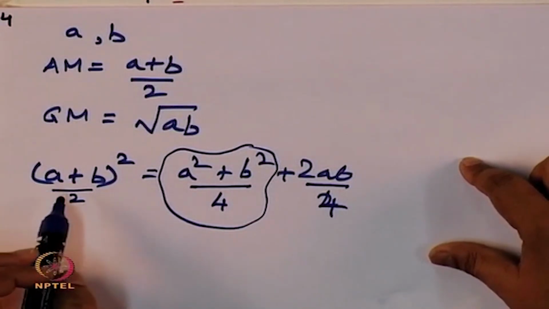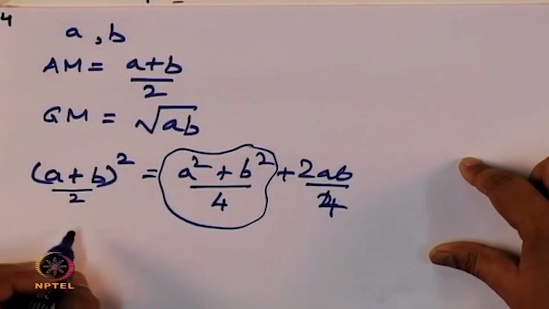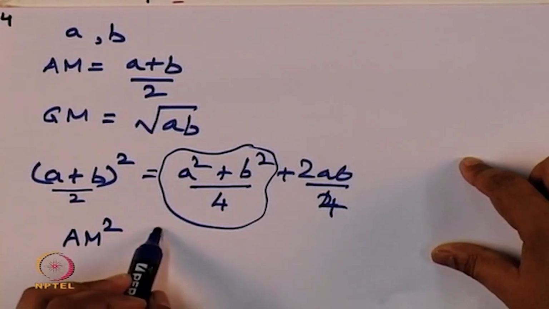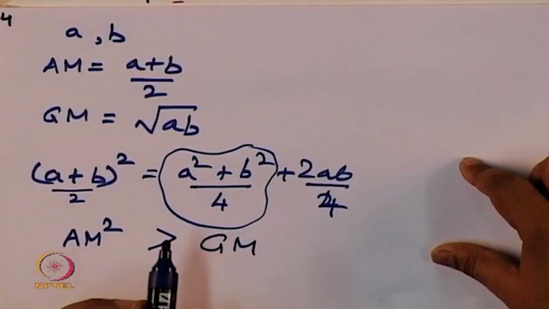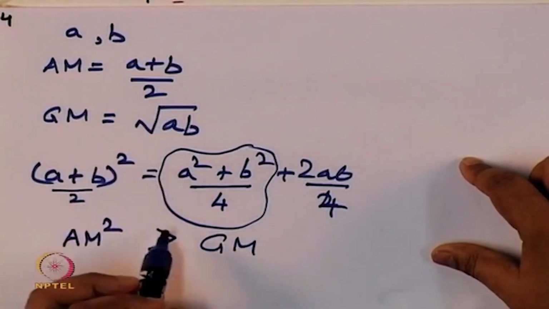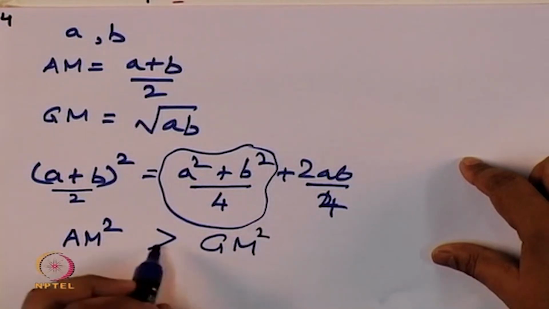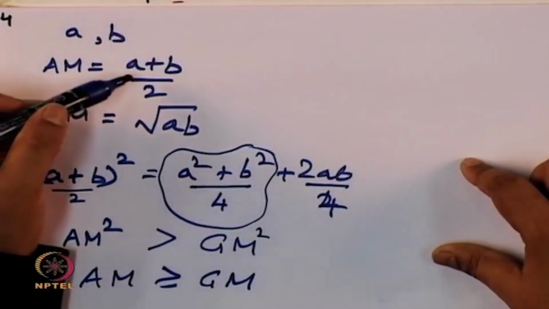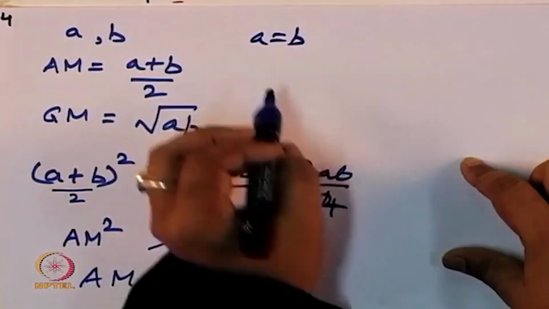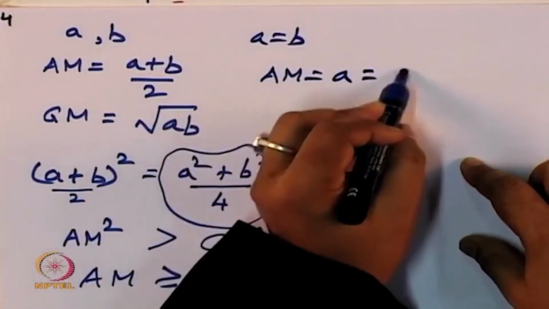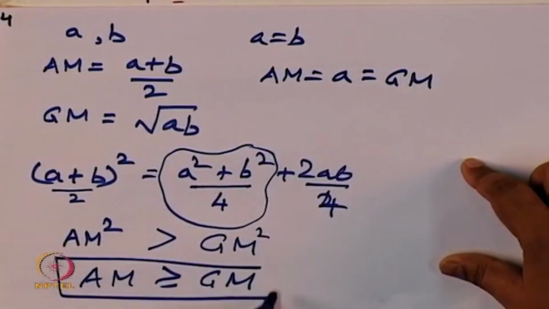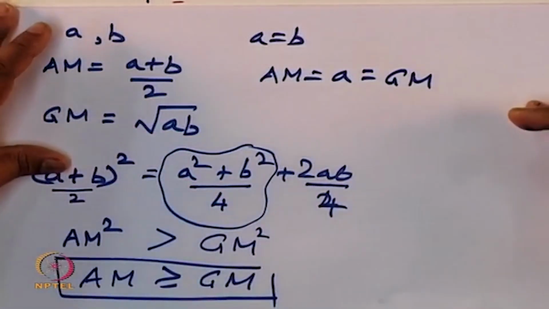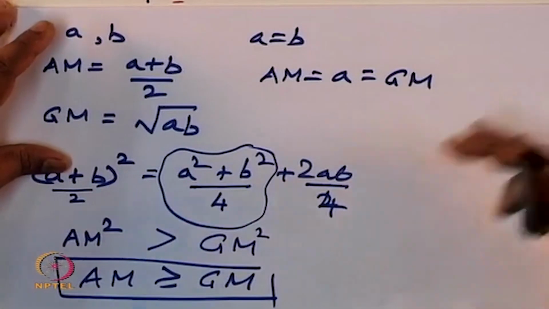this term is nothing but the arithmetic mean whole square, and so it has to be greater than the geometric mean. If the geometric mean is square root of AB, then I can clearly say that the arithmetic mean is greater. In the general case, arithmetic mean is greater or equal to geometric mean. If A is equal to B, the arithmetic mean is equal to A and equal to the geometric mean. So, I have this equation which says that the arithmetic mean is always greater or equal to the geometric mean. This is one of the reasons why the geometric mean is much less sensitive to extreme values.